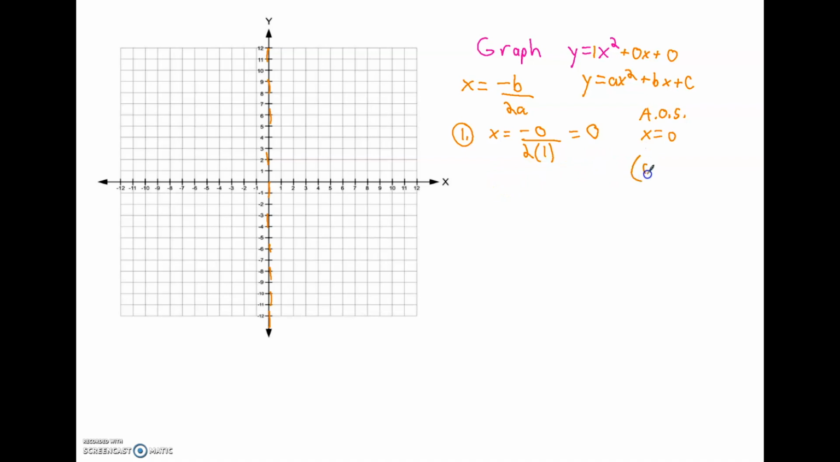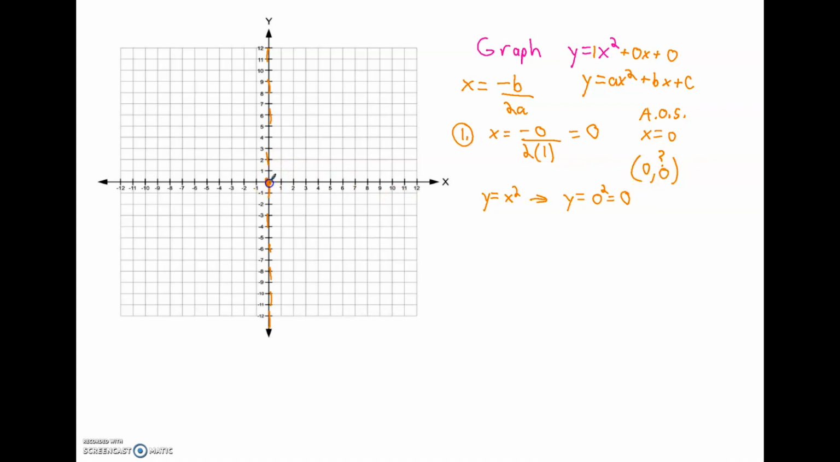So if my x value is 0 and I want to know what my y value is, all I have to do is plug 0, the x value, into the original function. So that would be y is equal to x squared. We take that and we do y equals 0 squared, because I want to know what the y value is that corresponds with that x value, which is equal to 0. So I now have a vertex, a little sideways, of (0, 0).